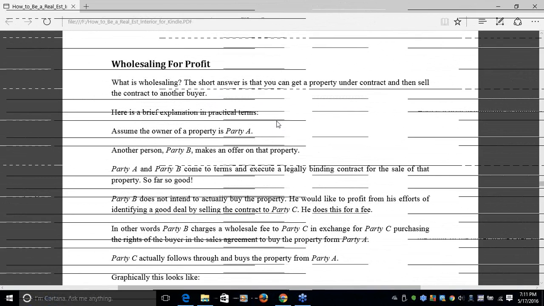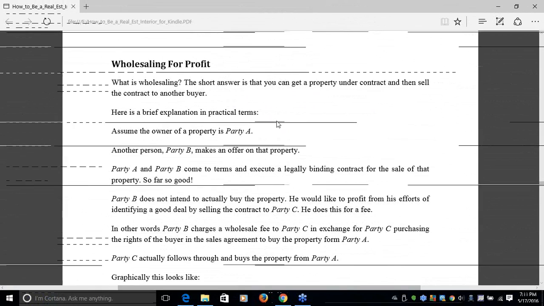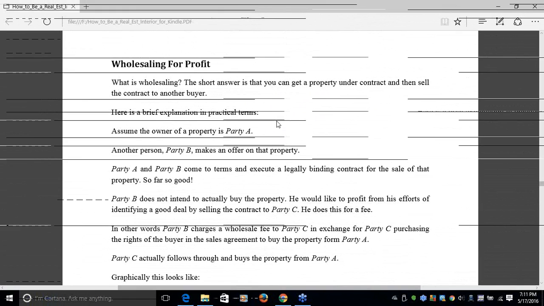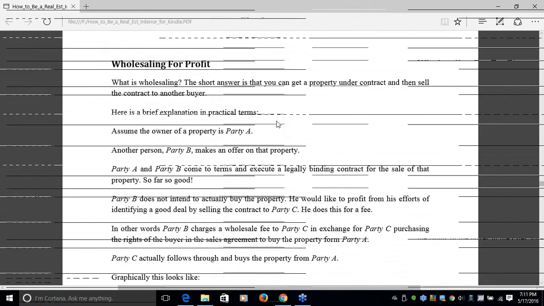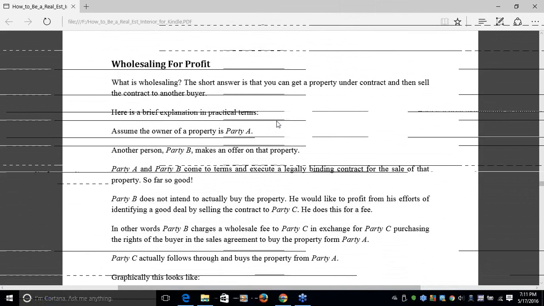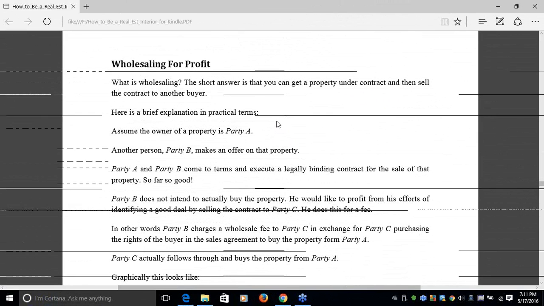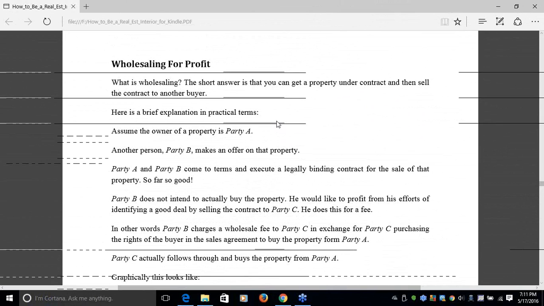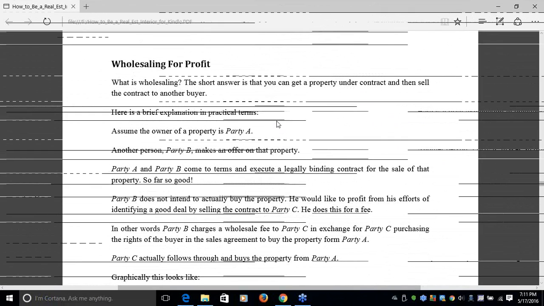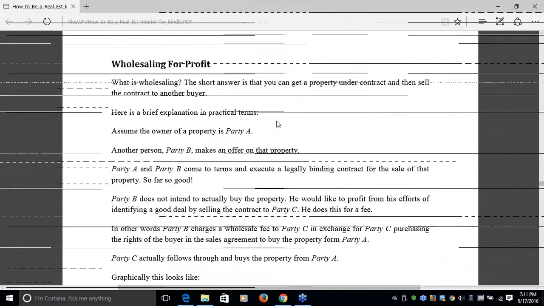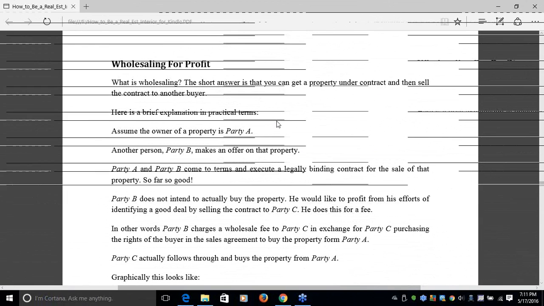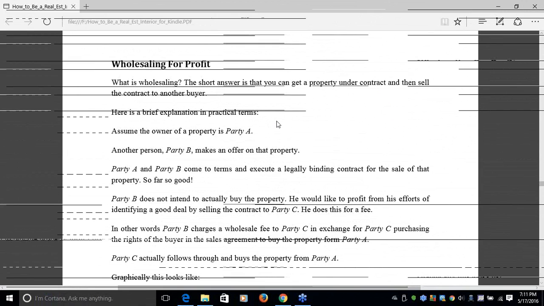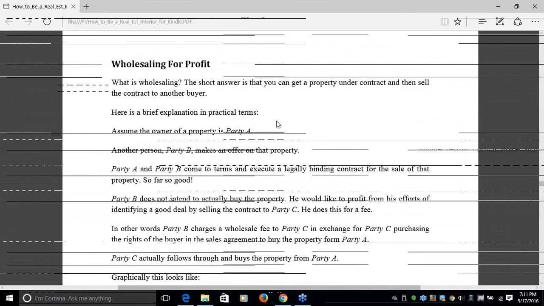So in essence, Party C eventually becomes the buyer and buys the property from Party A. Party B is cut out. They get a wholesale fee and they move on, okay? That's the basic nature of wholesaling. And you're going to instruct your students just exactly the way I just instructed you right there in the classroom, okay? That's A, B, and C. That's the easiest way to describe it. So Party B never takes control, never takes ownership of the property.